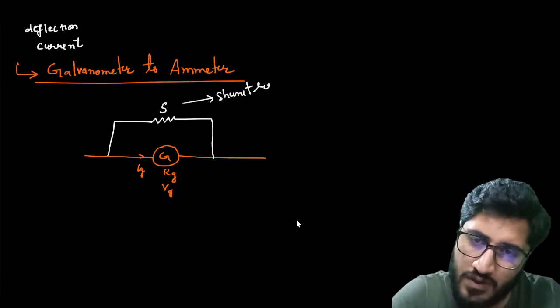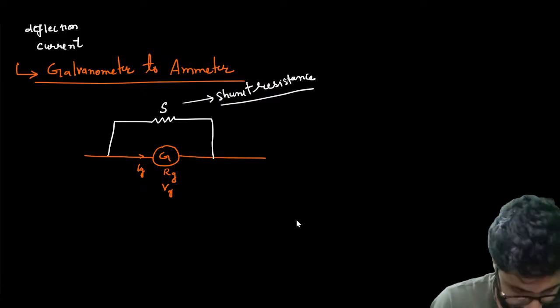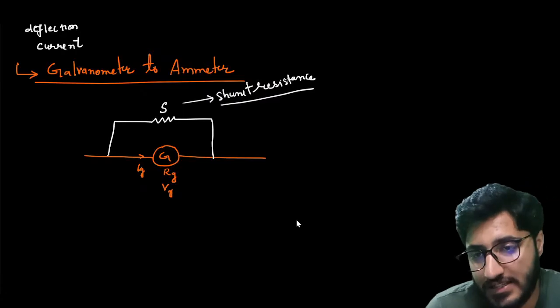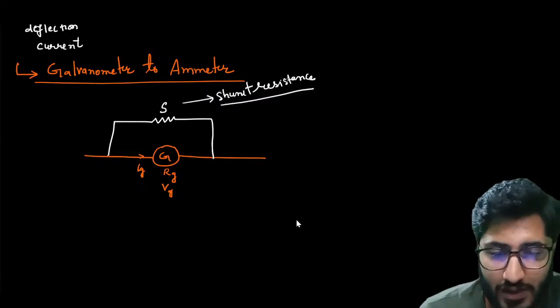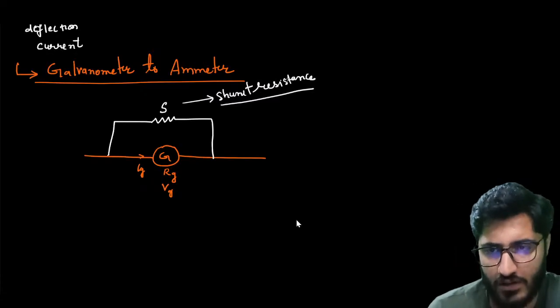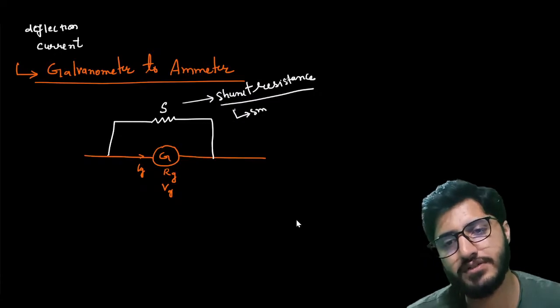resistance. Shunt resistance. So what is shunt resistance? Shunt resistance means it is a resistor which is placed parallel to our galvanometer. And its value is very small. Small resistance.